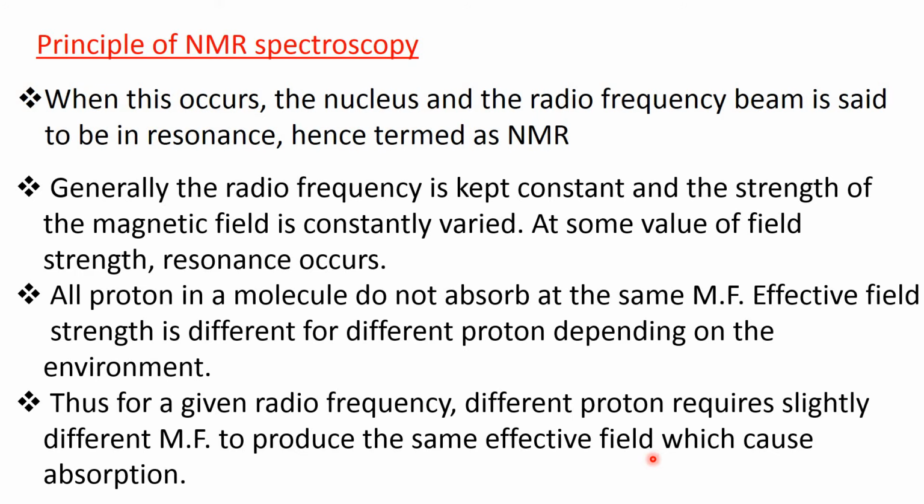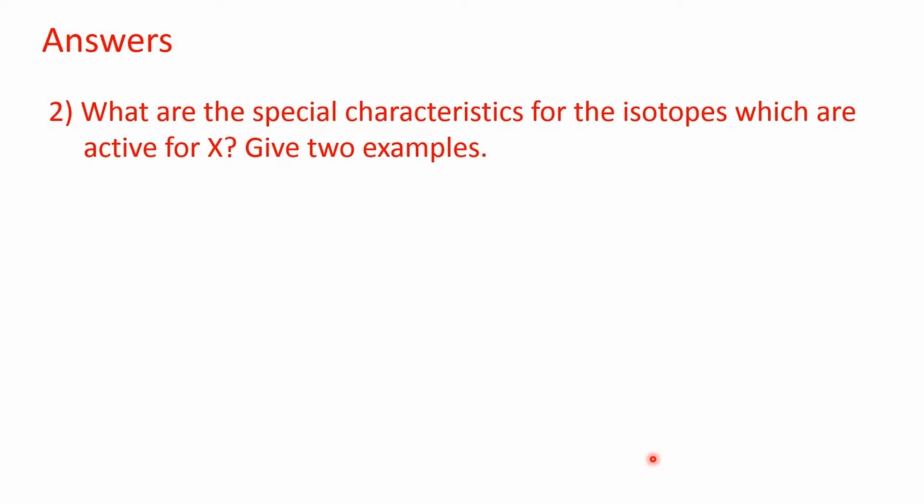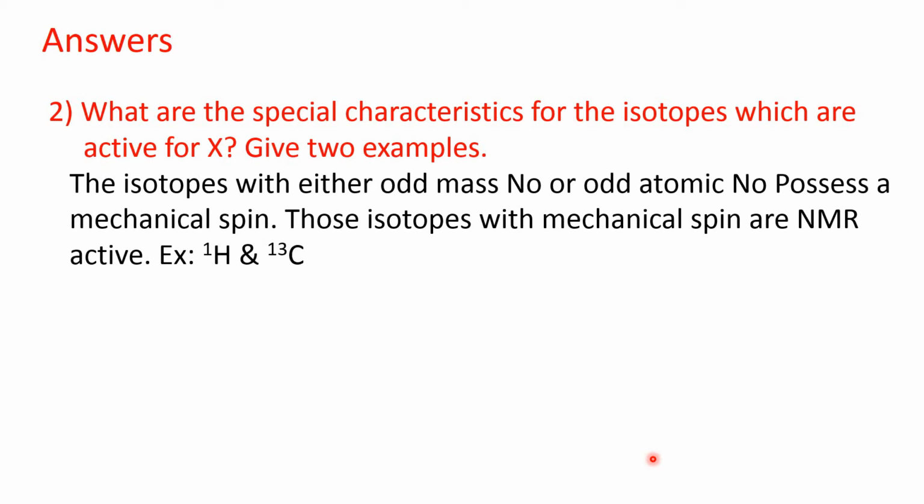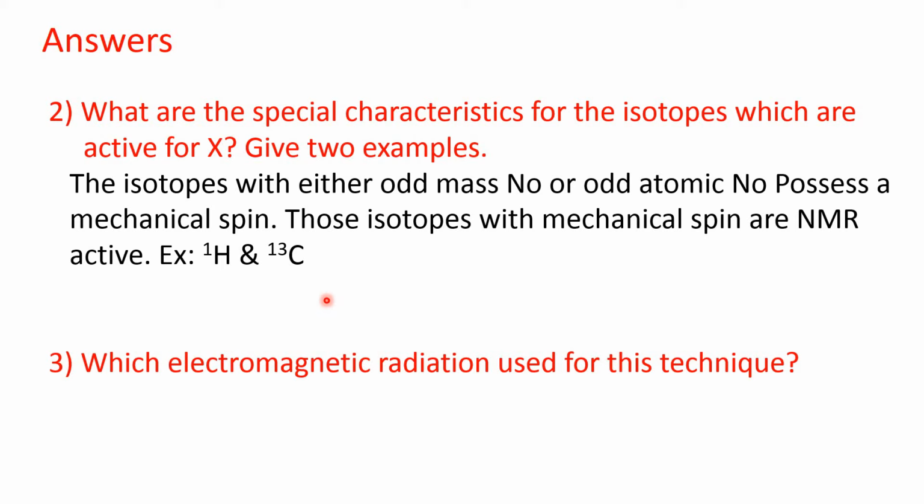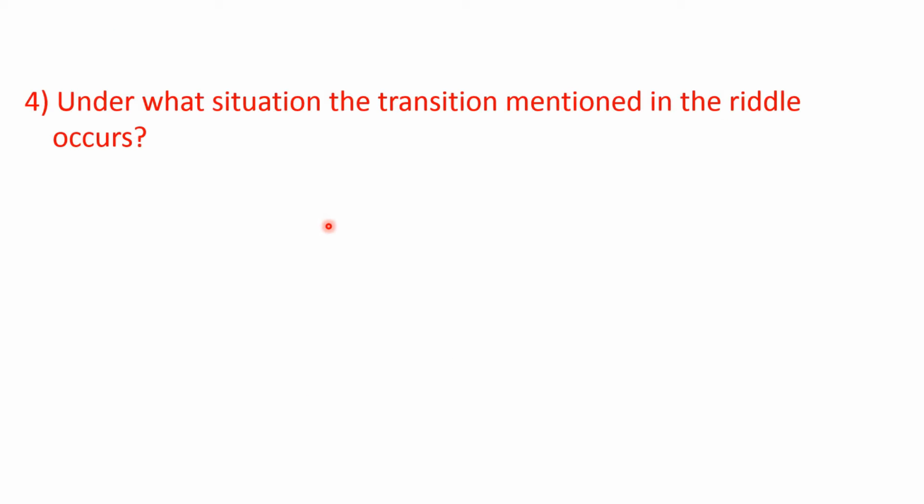Now we see the answers to the remaining questions. Second question: what are the special characteristics of the isotopes which are active for NMR? Give two examples. Isotopes with either an odd mass number or an odd atomic number possess a mechanical spin. Those isotopes with mechanical spin are NMR active, say proton and C13. Third question: which electromagnetic radiation is used for this technique? The answer is radio waves. Fourth question: under what situation does the transition mentioned in the riddle occur?